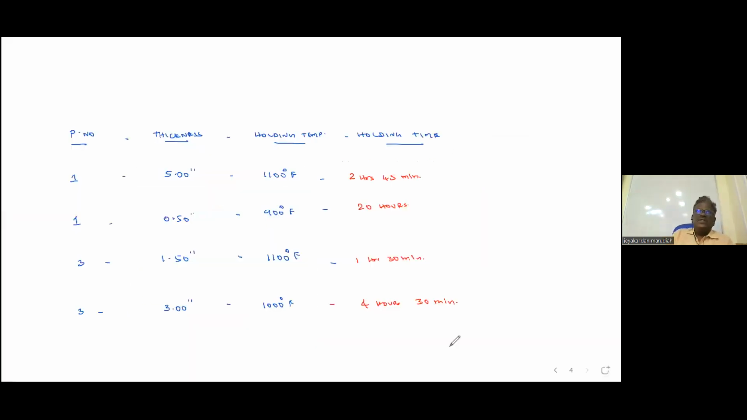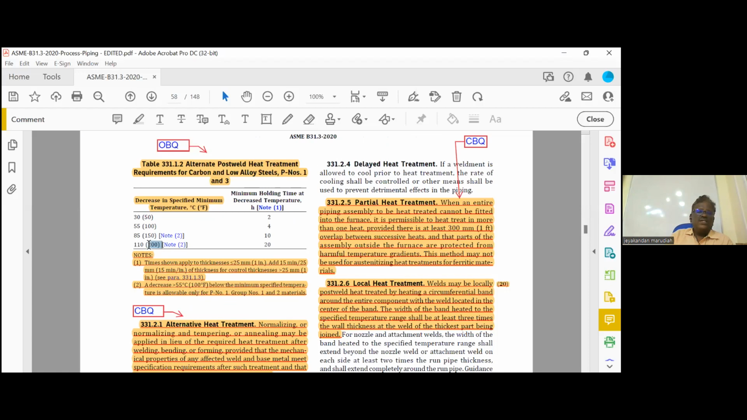4 hours for 1 inch? 1 inch or less. You can see the note 1. Read the note 1. How much temperature have they done? 900. 900, how much reduction? 1100 minus 900, what is that? 200. 200 reduction, in this table how much is it? 20 hours. You can see 200 reduction, not 20 hours. This is the reduction in Fahrenheit. 20 hours we have to give. If the thickness is 1 inch or less, we have to give 20 hours. More than 1 inch, we have to add 15 minutes for every inch.